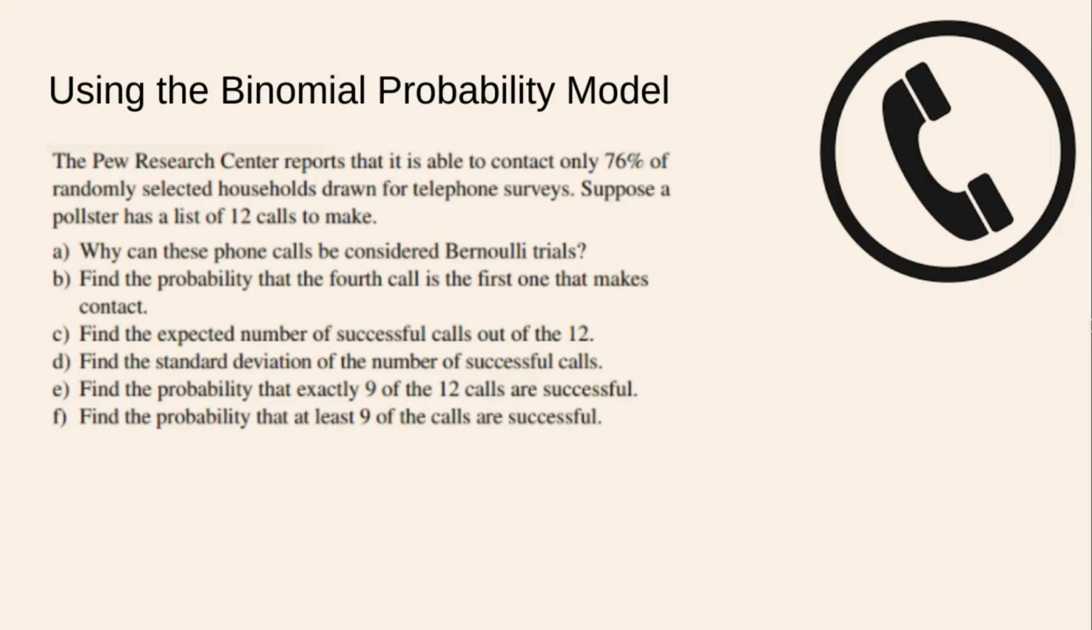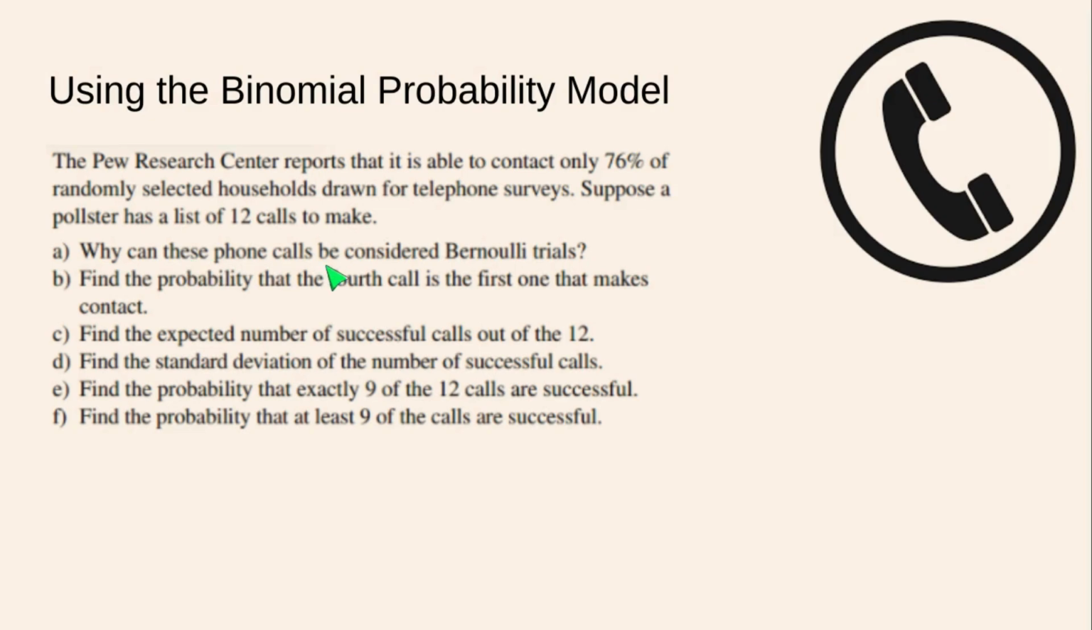So here's some practice from our textbook using not only the binomial probability model, but the geometric model from the prior lesson. Here we go. So the Pew Research Center reports that it's able to contact about 76% of randomly selected houses drawn from the telephone surveys. All right, so suppose a pollster has a list of 12 calls to make. So our sample size is going to be 12. That's going to come in handy.